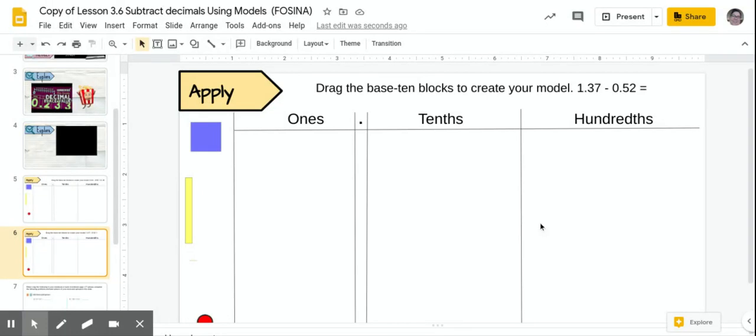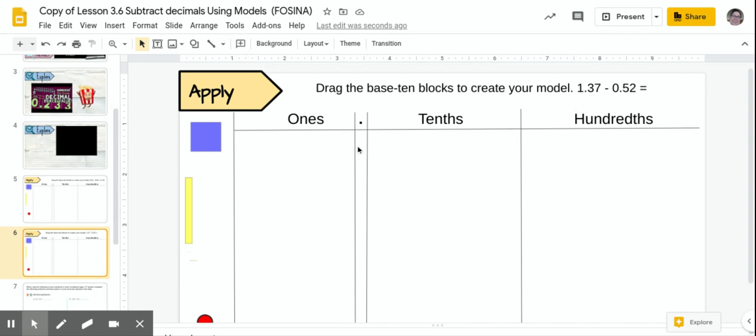All right, boys and girls, let's try another one. For our next problem, we're going to subtract 52 hundredths from 1 and 37 hundredths. Okay, so again, we're going to only model the first number, which is 1 and 37 hundredths.